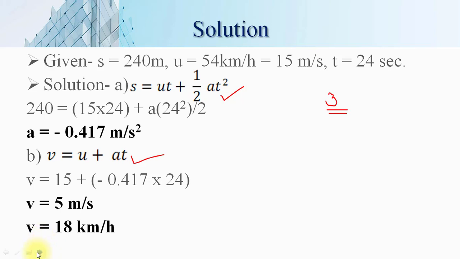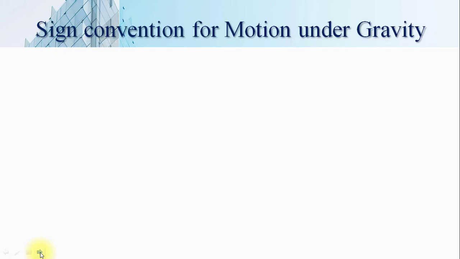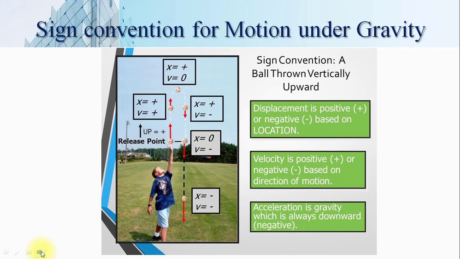But when we are going for this motion under gravity, there is some sign convention. What is that sign convention? Let us see that. It is explained with the help of this diagram. It is mentioned that a ball is thrown vertically upward. This is the release point from where the ball is thrown upward, so this point needs to be treated as the origin.